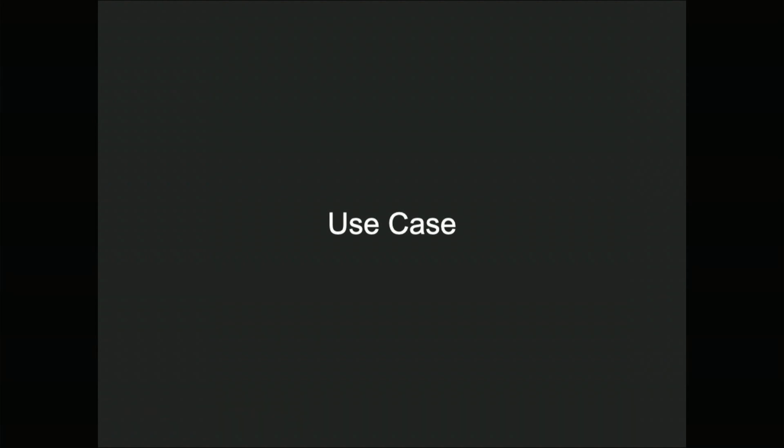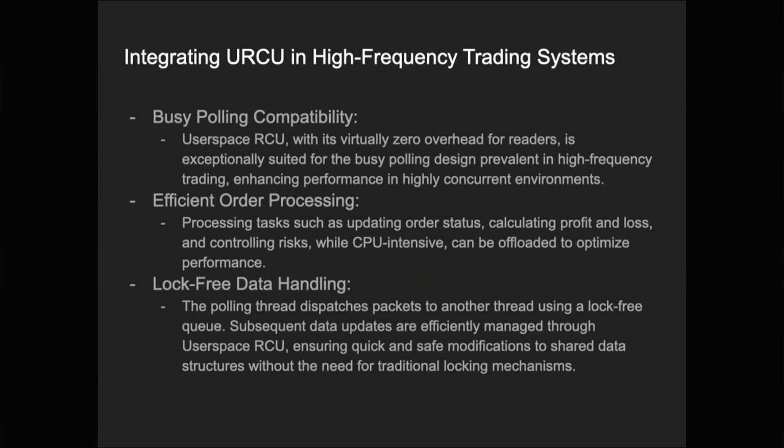To illustrate the point, let me share a use case. Why do we want to integrate Userspace RCU in a high-frequency trading system? We discussed some restrictions of the busy polling system. In this case, URCU is a good fit because it has nearly zero overhead for readers. We also talked about the data consistency issue before. Fortunately, those tasks are usually asynchronous by nature. In other words, inconsistent data is acceptable.